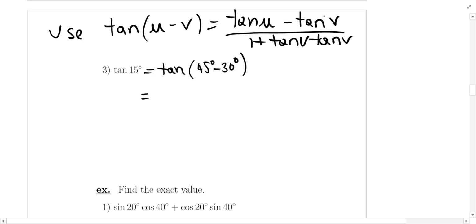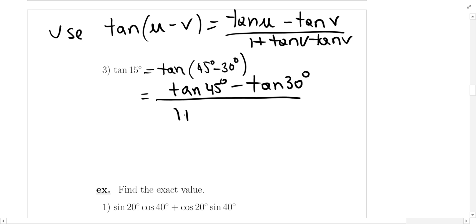So in my case, u is 45 and v is 30. So this is going to turn into tangent of 45 degrees minus tangent of 30 degrees, over 1 plus tangent of 45 times tangent of 30. So tangent of 45 degrees is sine of 45 over cosine of 45. I know that's square root of 2 over 2 over square root of 2 over 2. So tangent of 45 is 1.